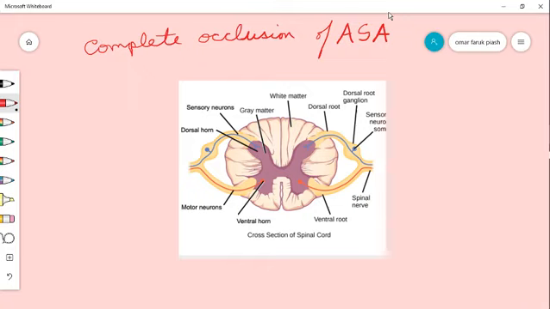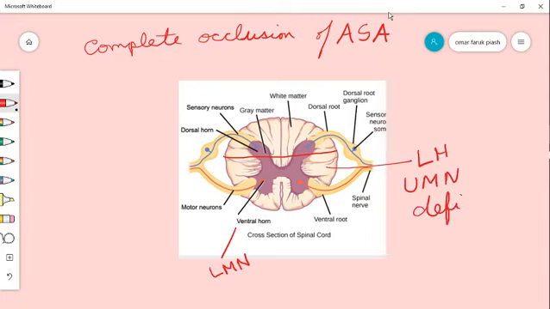In complete occlusion of anterior spinal artery, there is involvement of these two tracts, this ventral horn, that means anterior horn, and this lateral horn. For ventral horn involvement, there is lower motor neuron type of lesion or lower motor neuron type of deficit, and for lateral horn involvement there is upper motor neuron type of deficit.